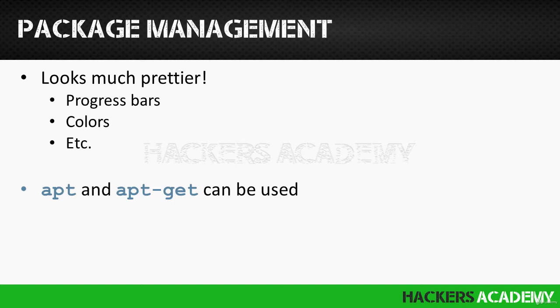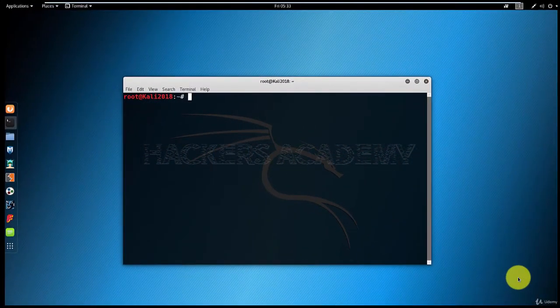Both tools, the APT and the APT get, are still in Kali, in Debian, and in Ubuntu and other Linux distributions that use them. They both work absolutely fine and they work pretty much exactly the same. The only difference is that the APT tool looks a lot prettier. It's got progress bars, it's got colors, it's got a lot of fancy stuff. Let me show you how it looks.